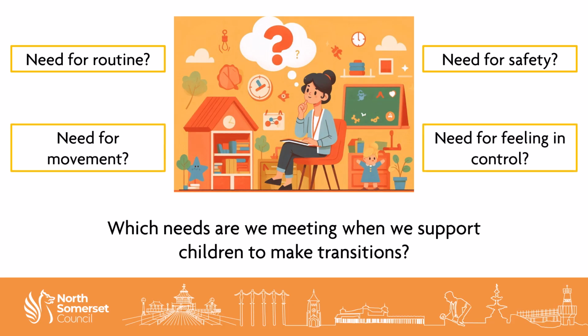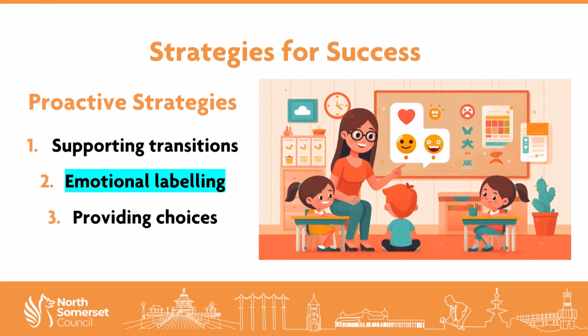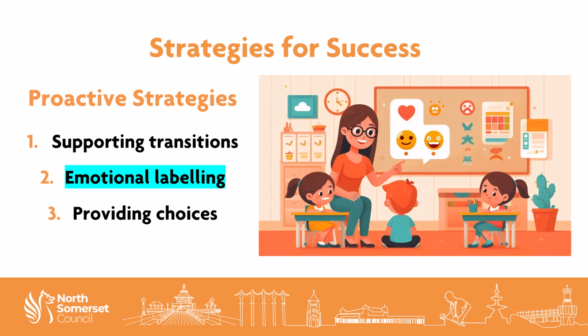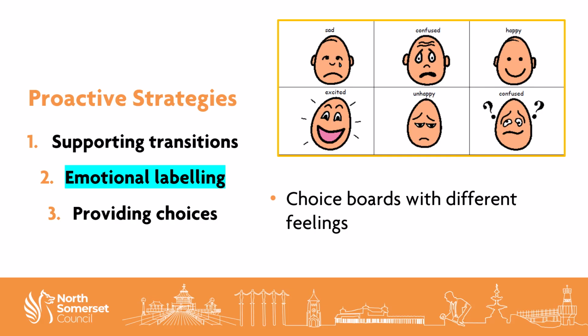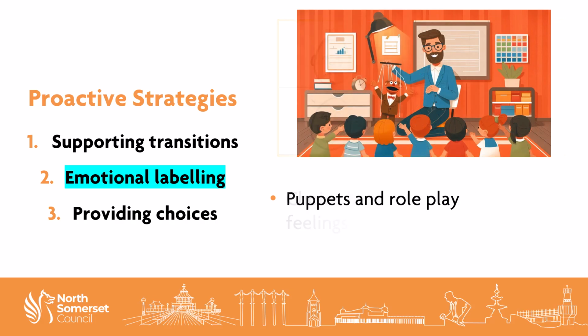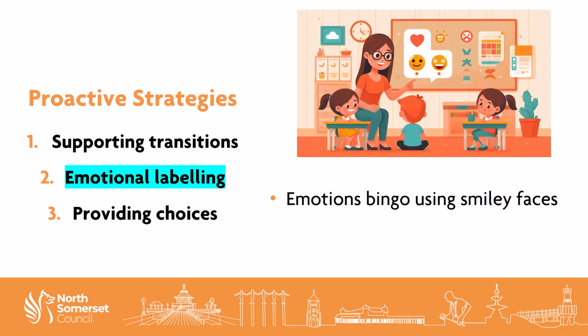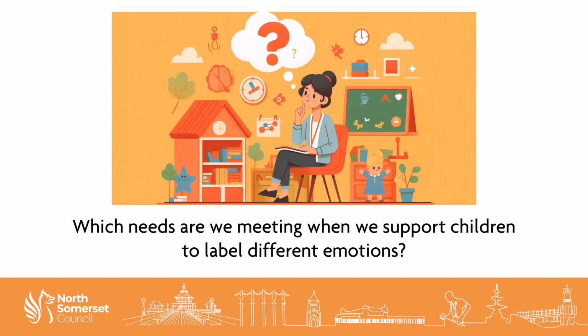The next proactive strategy for success is known as emotional labelling. This is when we use deliberate steps to teach children to put words to different emotions. Some settings use books about emotions. Some use choice boards and encourage children to identify their feelings each day when they arrive or after lunch. Some use puppets and role play to act out emotions, or even make a game of linking words to smiley faces with emotions bingo. So which underlying needs might we be meeting when we help children develop their emotional vocabulary?